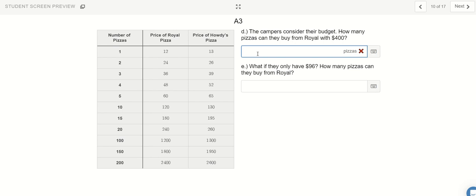So let's see. Let's do $12 a pizza times 30 pizzas. No, that's 360. Let's try 31. Closer. 33. Oh, 33. So notice that the price is almost 400. So I'm going to order 33 pizzas, and that will be just enough money underneath $400.